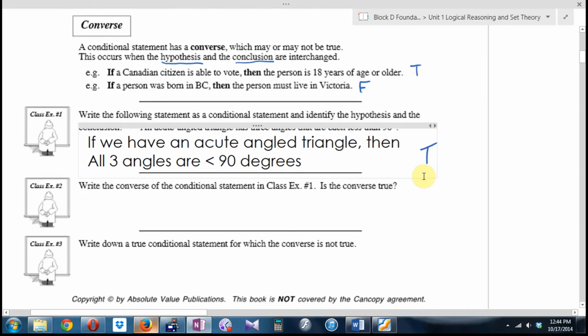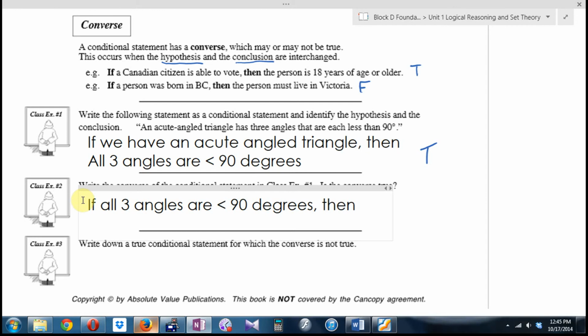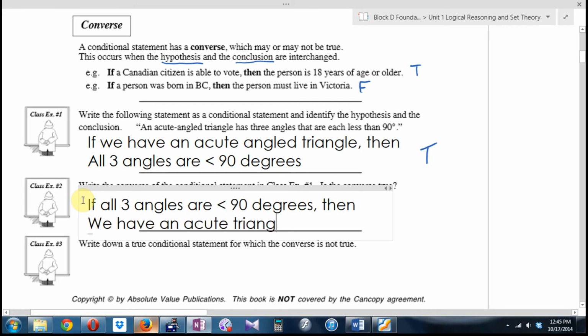Write the converse. Flip the if and the then around. If all three angles are less than 90 degrees, then what? We have an acute triangle, because we're talking about a specific triangle. Is that one true? Is that statement true? Say yes.